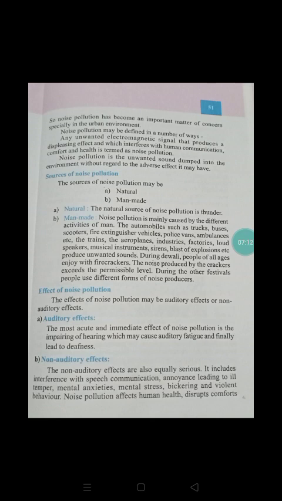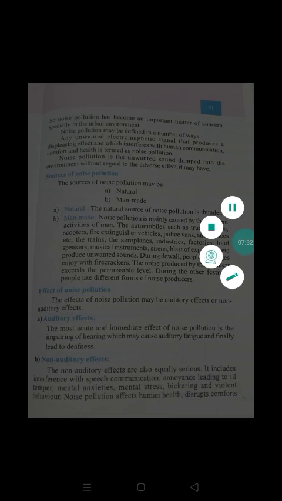The effect of noise pollution could be from simple problems of auditory fatigue, and it could even finally lead to deafness of the ears. Noise pollution also disrupts comfort and creates mental anxiety and mental stress among people.